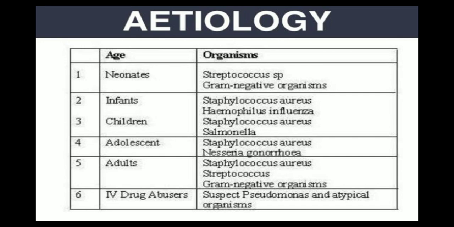As we have seen, the contributing factors for septic arthritis are bacteria, viruses and fungi. So these are the names of common bacteria that are involved in causing septic arthritis.